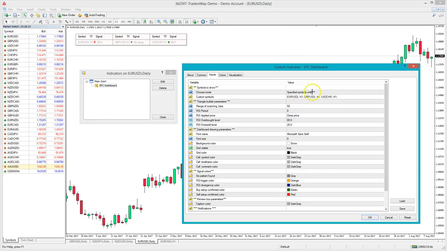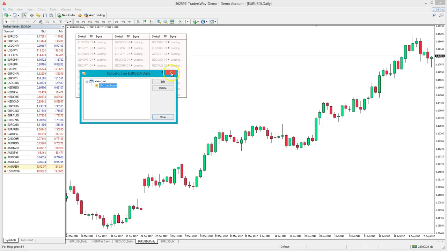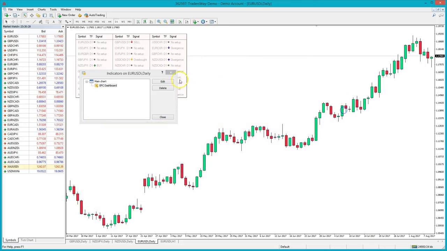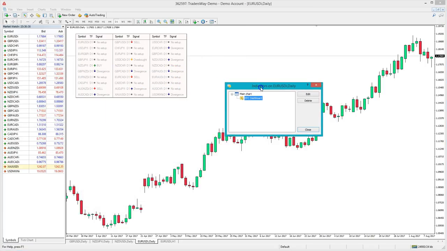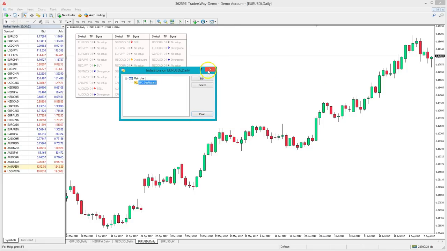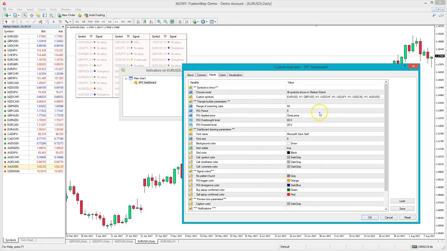But most people are just going to click over here, go to all symbols. Actually, what I'll do is just reset, and you go to all symbols, and then everything should show up there for you. The alerts will show up. And that's really all you got to do. It's really simple to add. It's a really easy indicator to use.